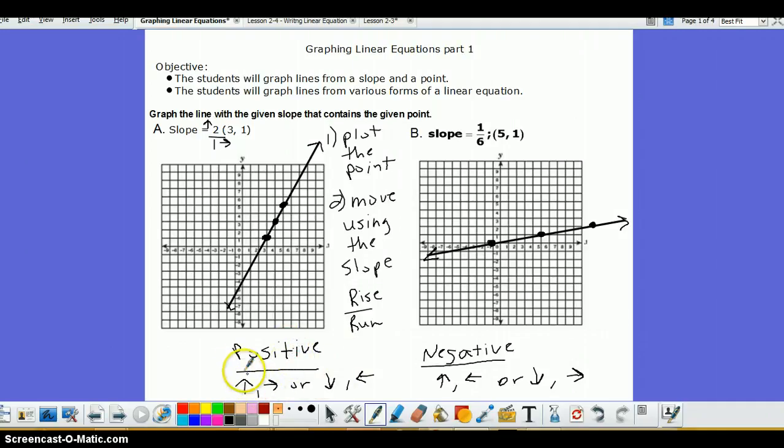So in this case, that's positive and positive. This is negative and negative. Think about it. Negative and negative, when dividing, makes a positive. Positive and negative makes a negative. Negative and positive makes a negative.